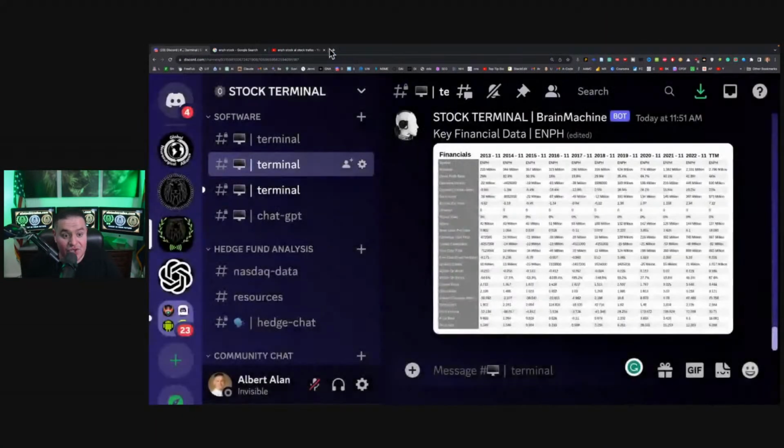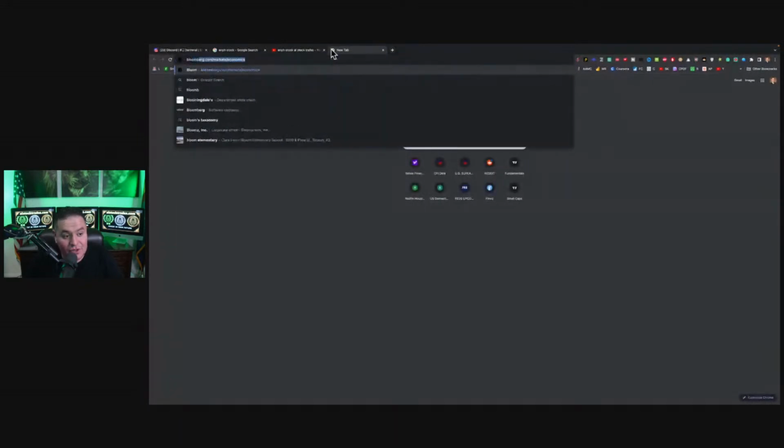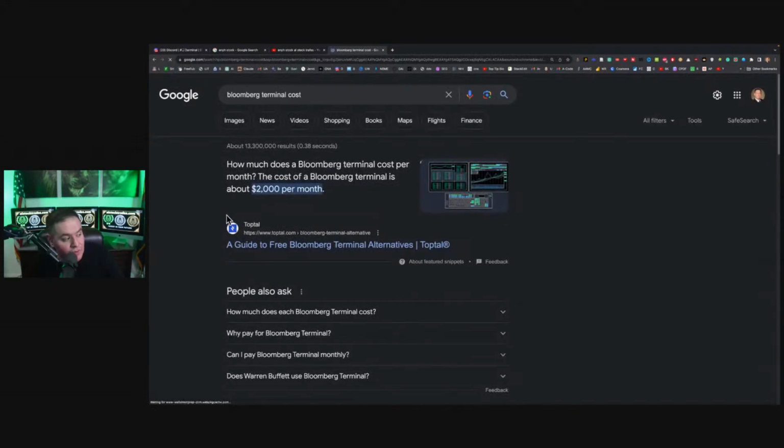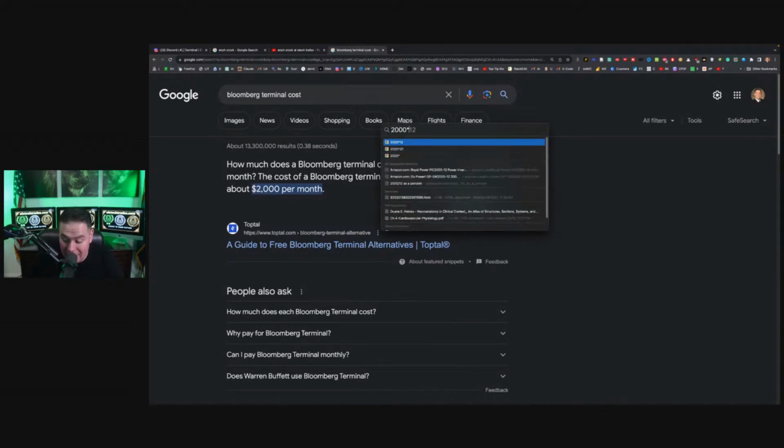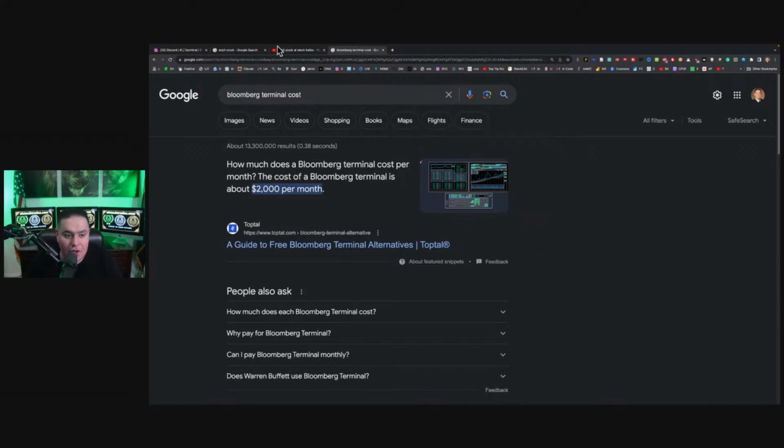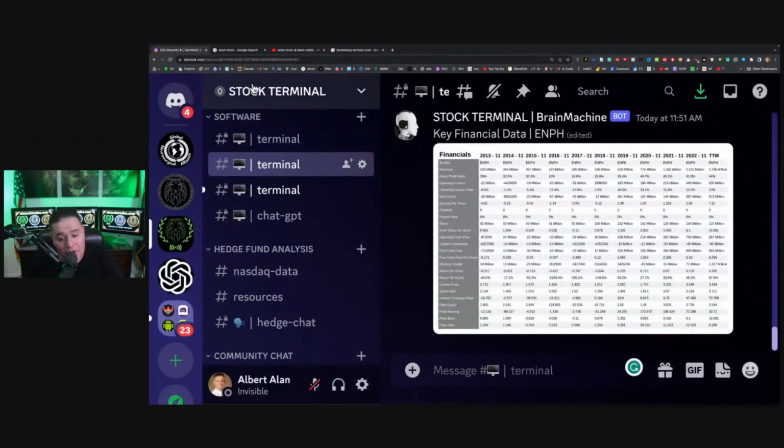Dude, please do. But guess how much Bloomberg terminals cost? A Bloomberg terminal costs $2,000 per month. So essentially, a Bloomberg terminal costs $24,000 a year. You see how inaccessible this is for the retail investor? So what do we charge? We charge $19.99 a month for everything we offer, and we offer a lot.